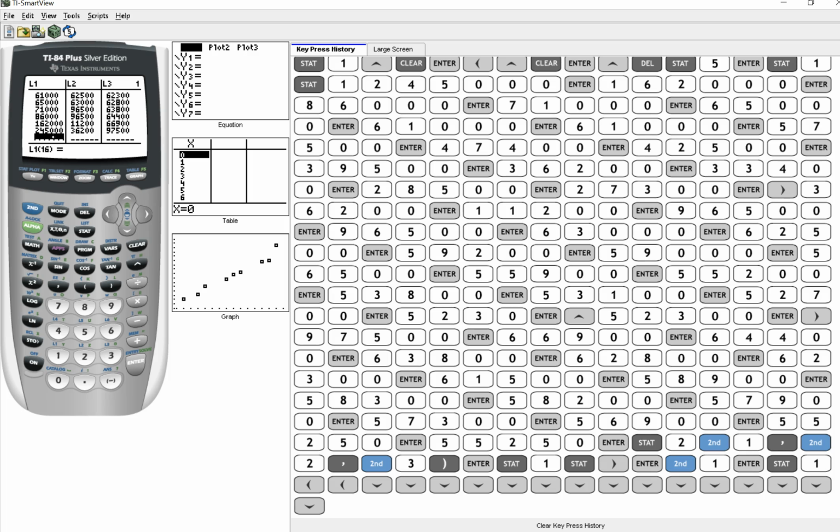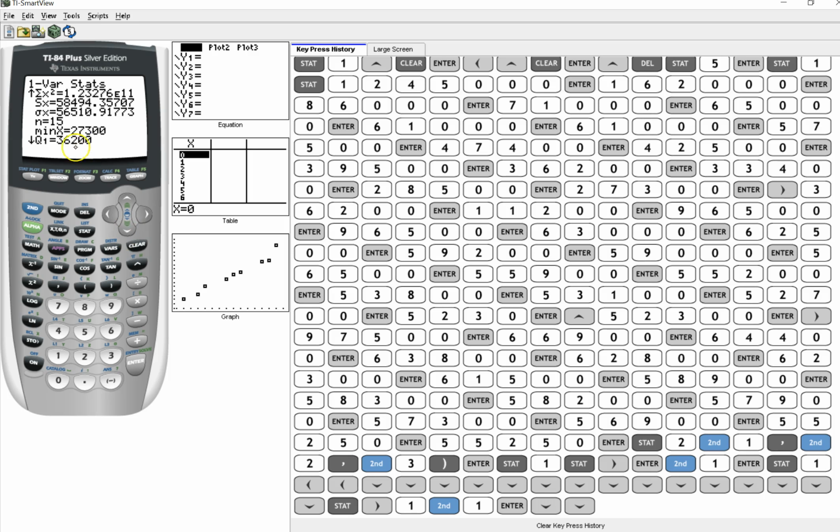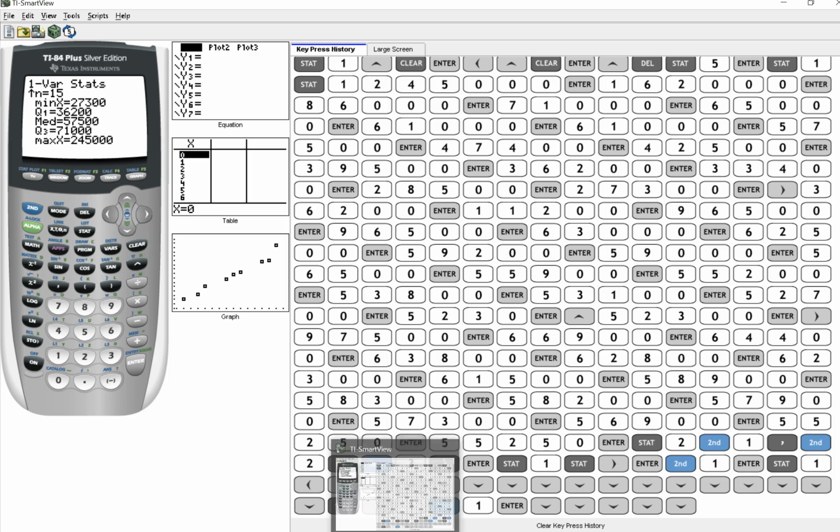But let's say you didn't order that. Well, if we go back to stat calc, one variable statistics, right? And that's doing that on L1, single variable statistics. Remember, one of our values gives us our minimum x value. You could see it right here. There's that 27,300. And then there's another one that gives us our max x, $245,000. So even if you didn't order it, the calculator will pick out your minimum and maximum scores.